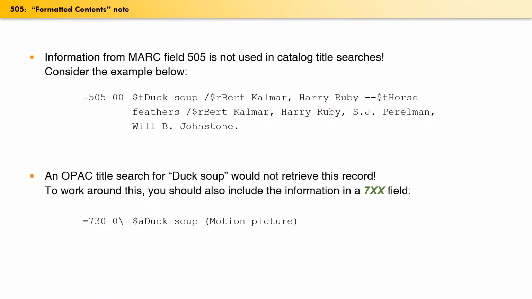505 is where you give the formatted contents of an item. With a book, the 505 field could be the table of contents. For a music CD, the 505 field could list what song title is on each track. With a DVD for one season of a TV show, the 505 field could list the different episode titles.